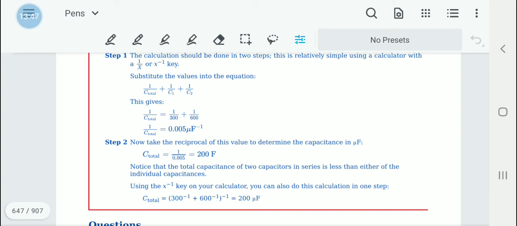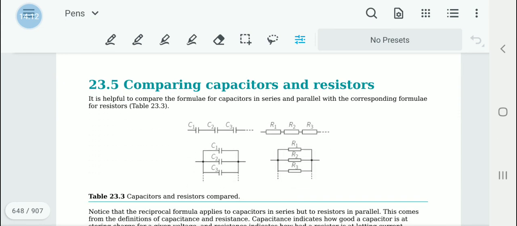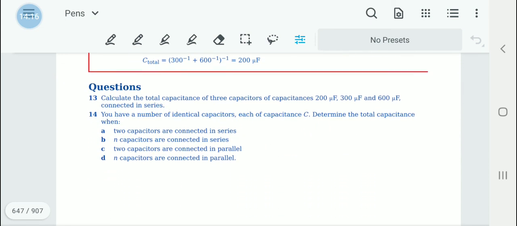When capacitors are connected in series, their total capacitance is less than either of the individual capacitances. So if you have reached something more, then you know that you have made a mistake. I hope you understood. Let's go to comparing capacitors and resistors in the next video. Before that, please do question number 13 and 14.